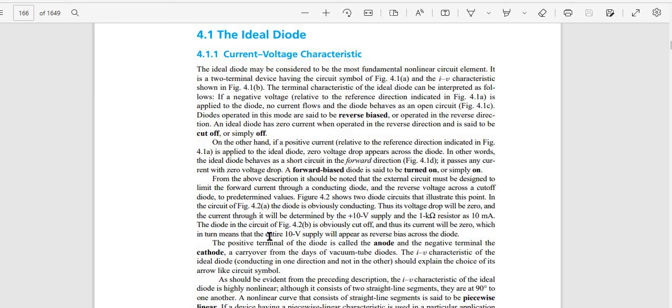The diode in the circuit of figure 4.2b is obviously cut off and thus its current will be zero, which in turn means that the entire 10 volt supply will appear as reverse bias across the diode. The positive terminal of the diode is called the anode and the negative terminal is the cathode. A carryover from the days of the vacuum tube diodes, the IV characteristic of the ideal diode, conducting in one direction and not in the other, should explain the choice of its arrow-like circuit symbol.